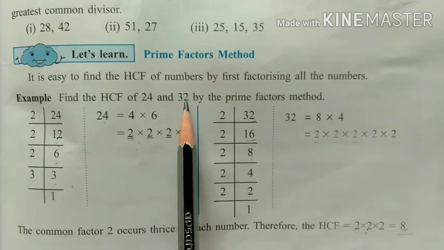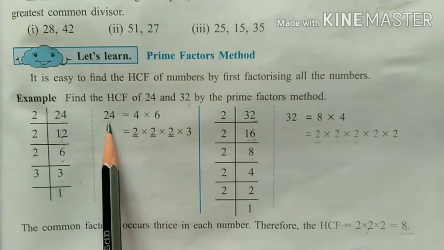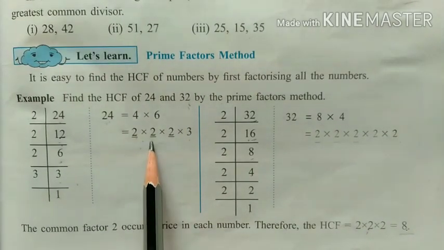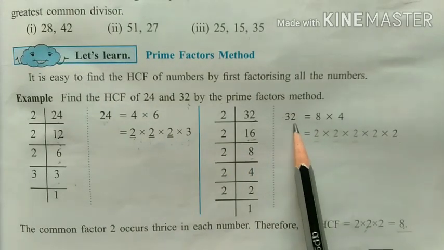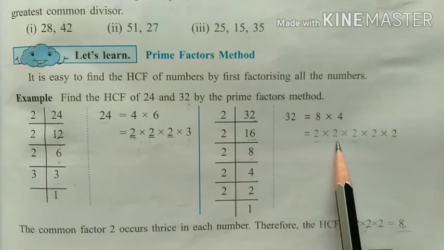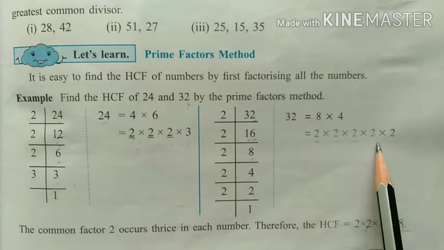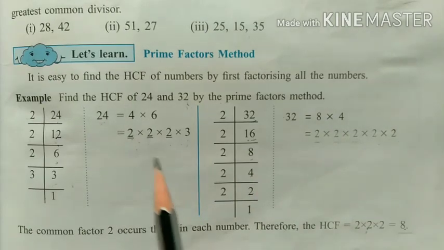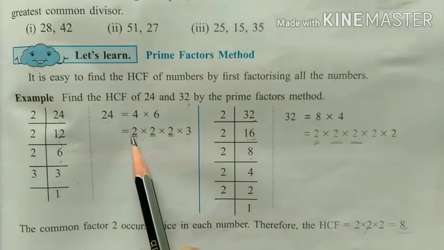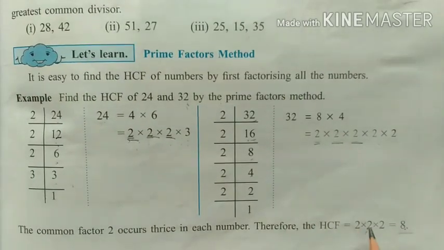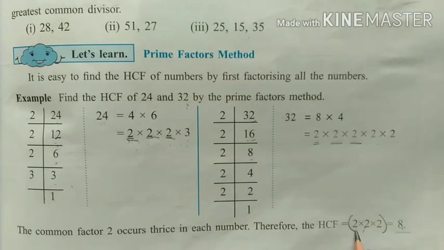24 and 32. The prime factors of 24: 2 multiply 2 multiply 2 multiply 3. Prime factors of 32: 2 multiply 2 multiply 2 multiply 2 multiply 2. Underline the common prime factors. The product of those common prime factors is 8. 2 multiply 2 multiply 2 is 8. So HCF of 24 and 32 is 8.